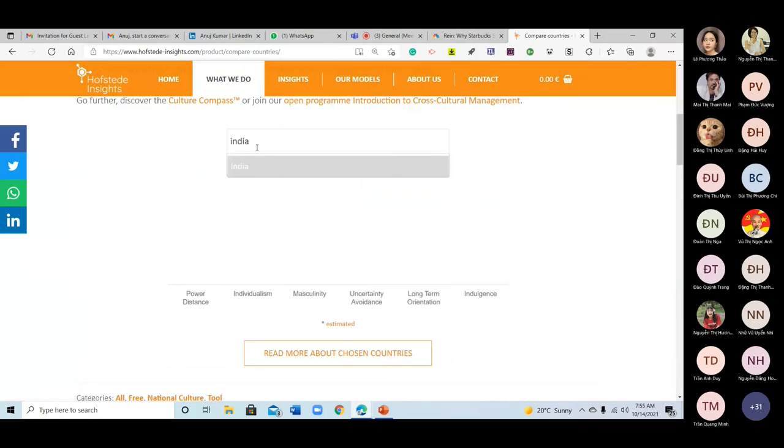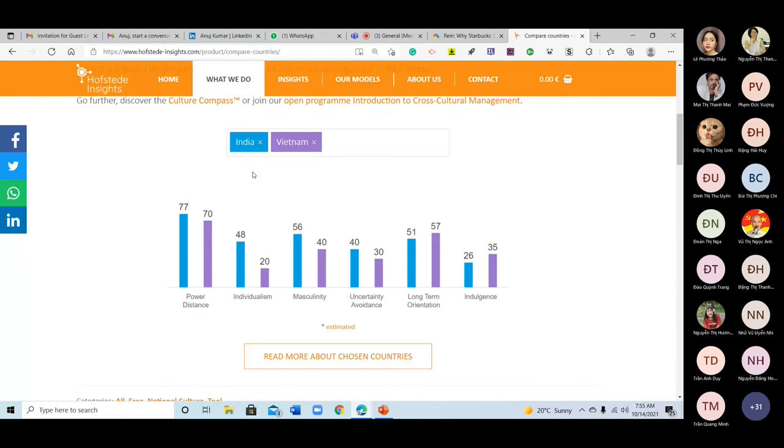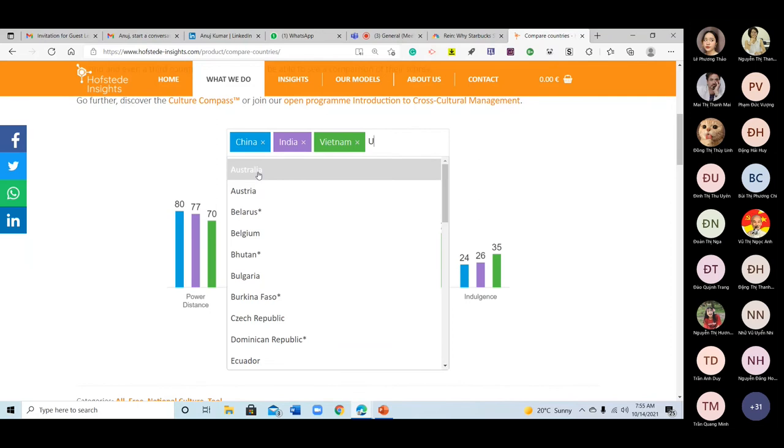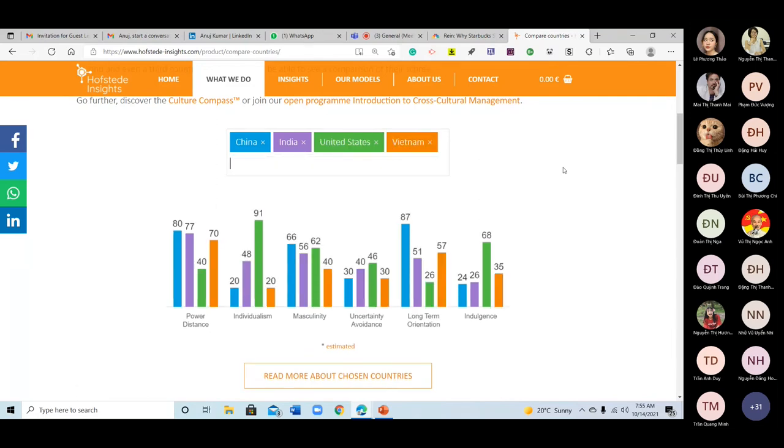India, China, USA. Okay, so here you can see a comparison of four countries, and I hope your instructor has told you about this model. This is a very important model when you talk about cultural differences.